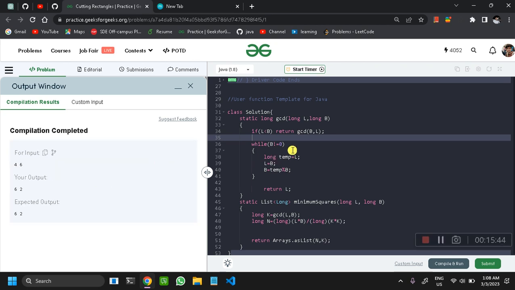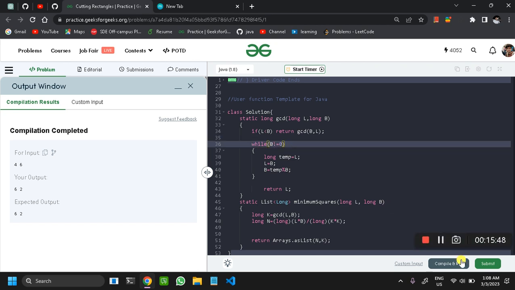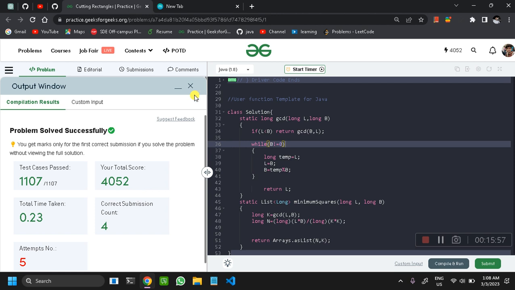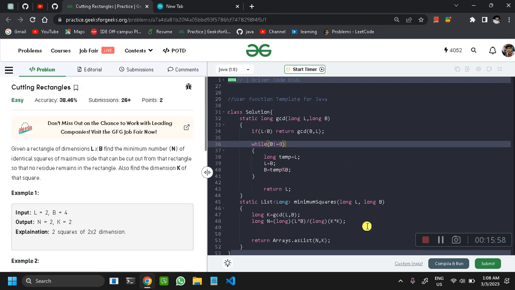And I can surely say that there will be one point when my b will become 0, because every two numbers have at least one as their greatest common divisor. So okay, it is also working, and this is all about this problem. It was a kind of easy problem, and I have explained the intuition behind the solution and both the iterative and recursive solutions. So this is all for now. Thank you.